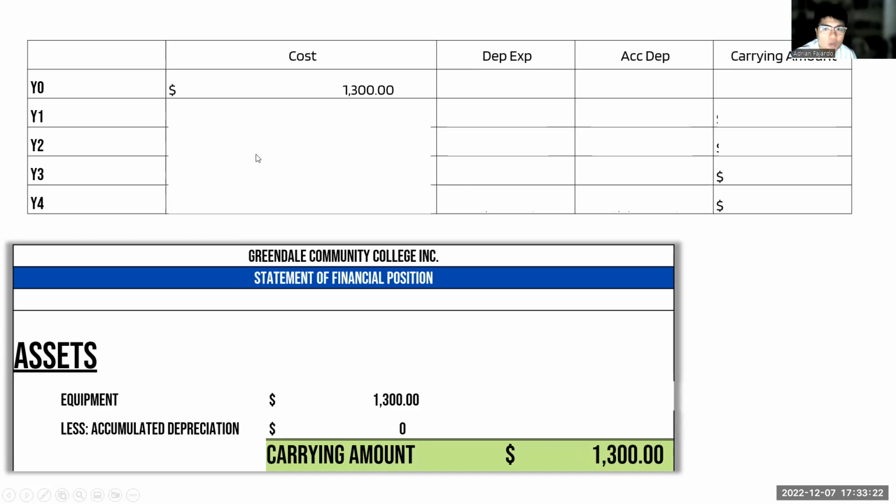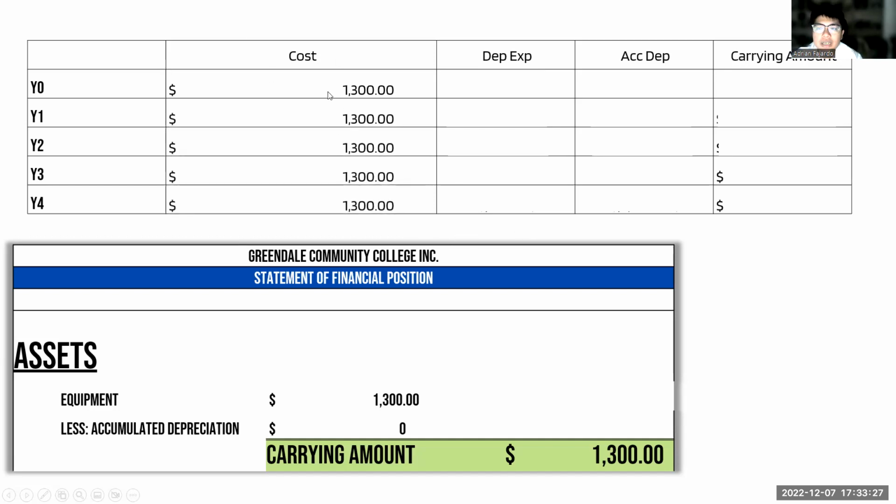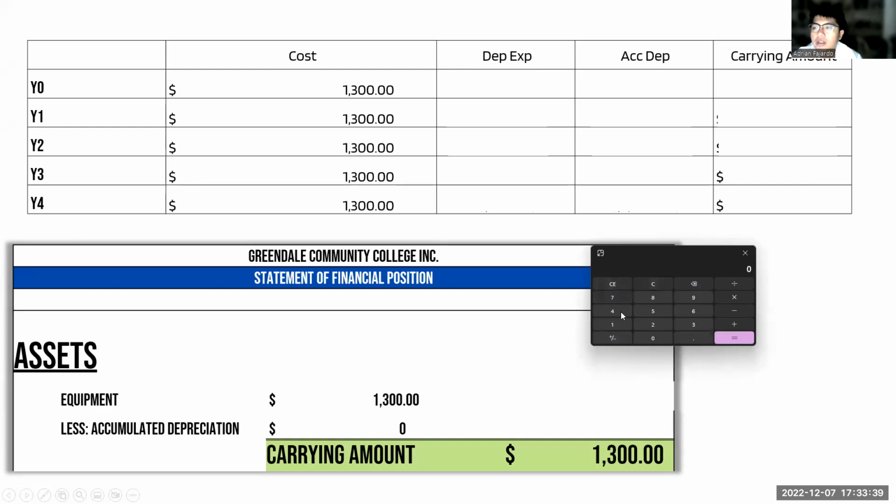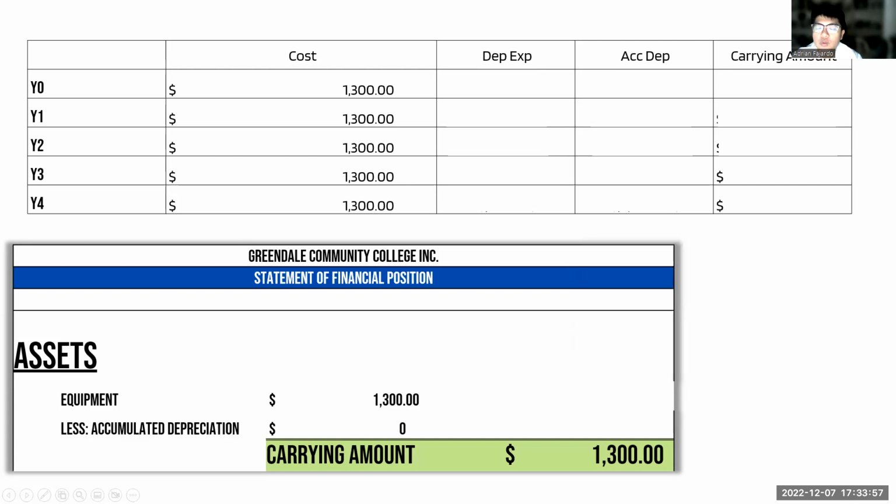Now let's look at year 1. So nagkaroon na ng usage. So in the next 4 years, our cost will remain the same. It's 1,300. Now, how do you answer the depreciation expense? We know kanina na your depreciation expense is calculated as follows. You start with your cost at 1,300. You subtract your 300 residual value. You get 1,000 in your depreciable amount. Yung 1,000 depreciable amount, divide mo by the useful life of 4 years. So we expect a depreciation expense of 250.